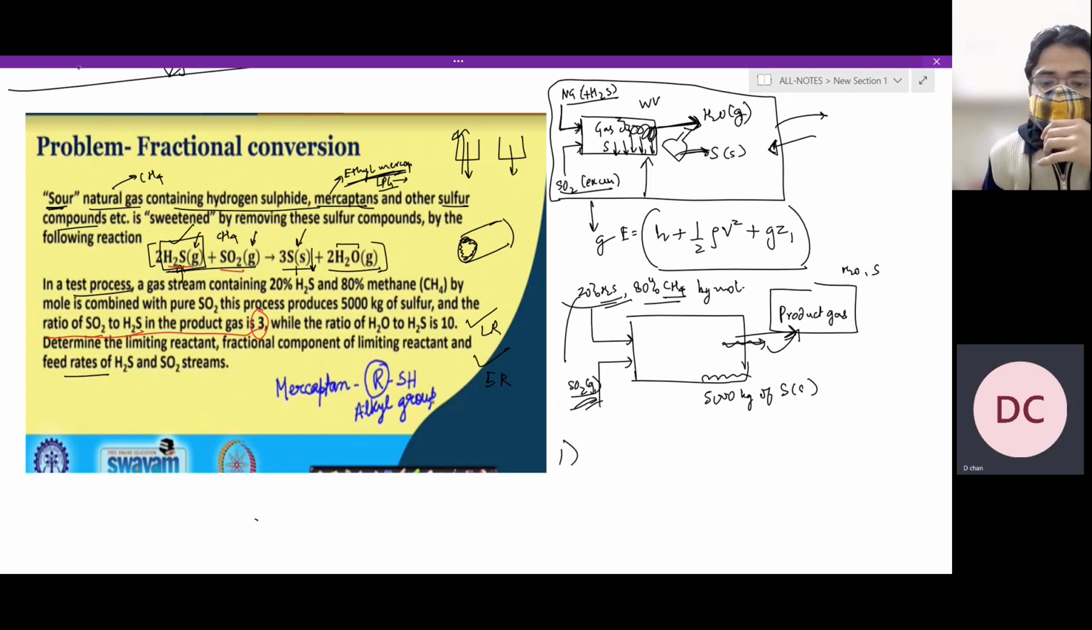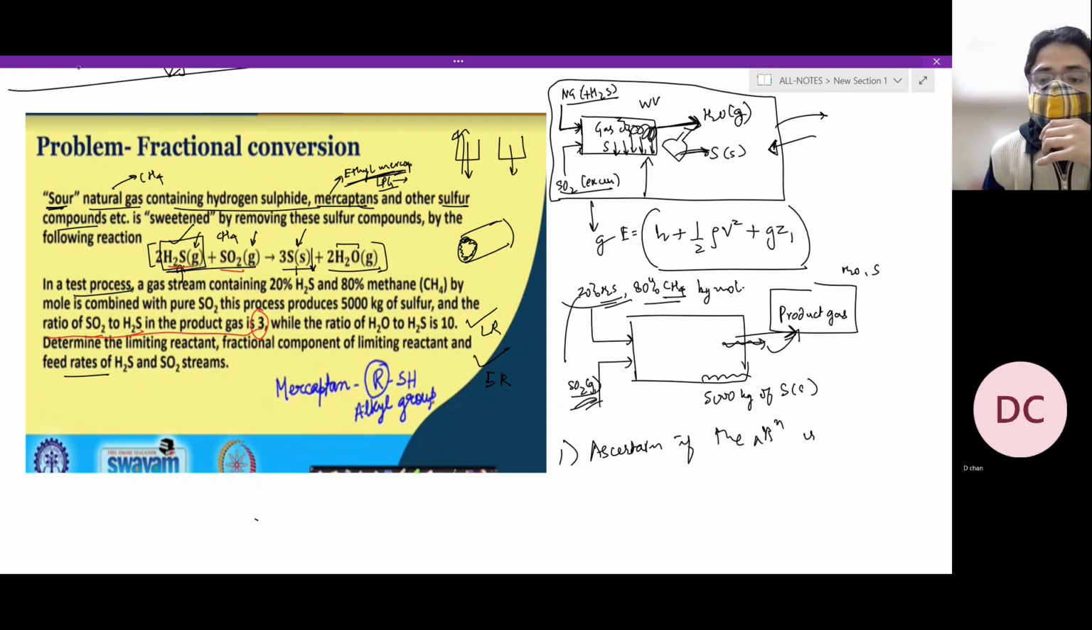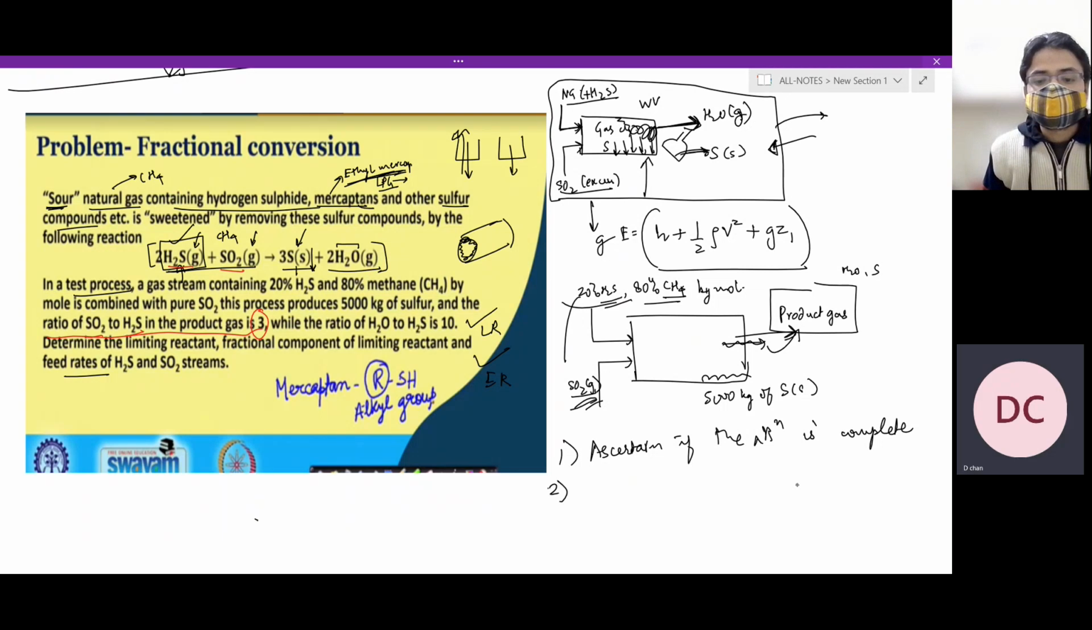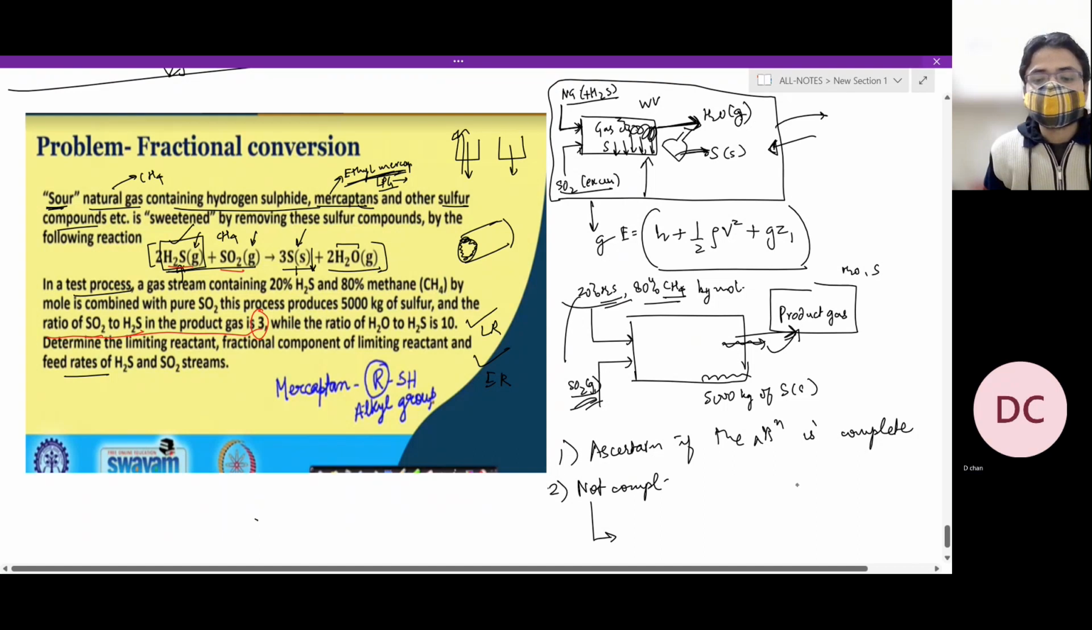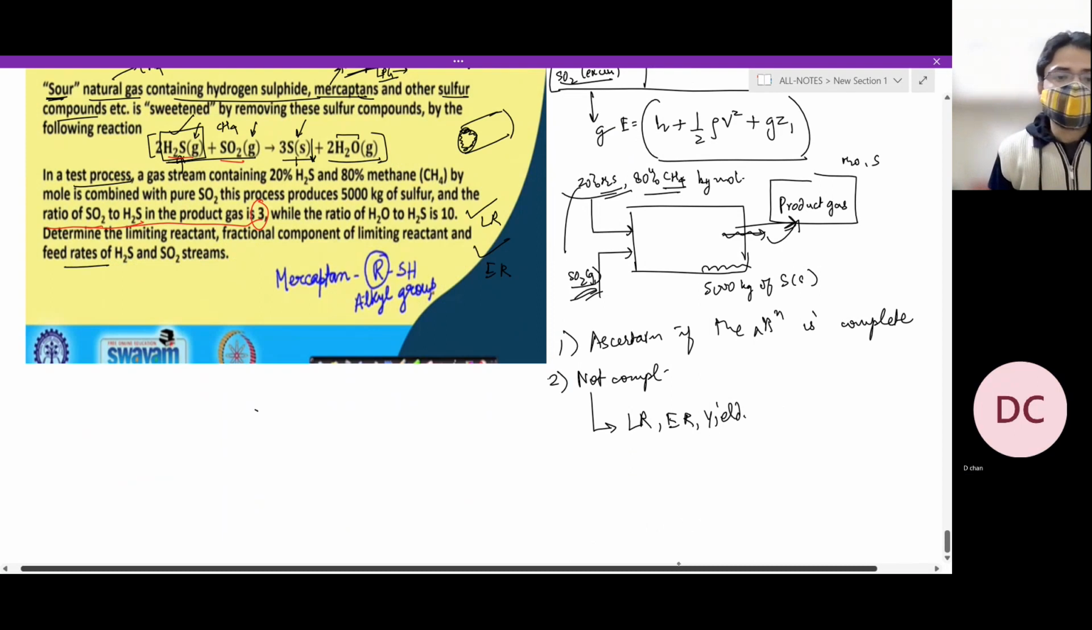So the first step is to ascertain if the reaction is complete. Now, if the reaction is not complete, only then you start doing all this limiting reactant and excess reactant and yield and all that stuff. So remember this point. Anyway, now the language of chemistry is mole.